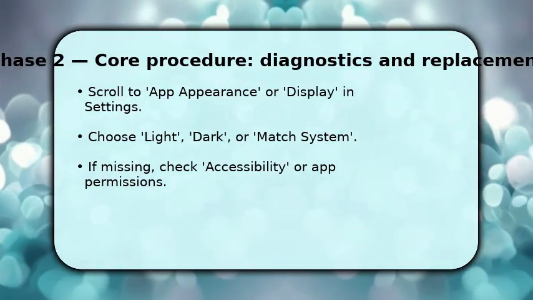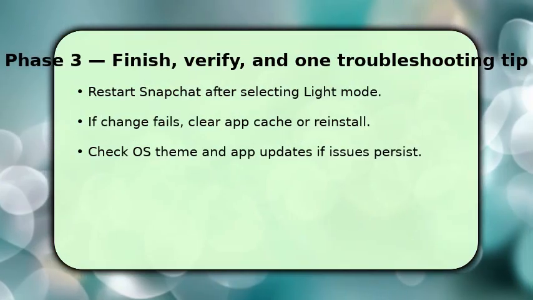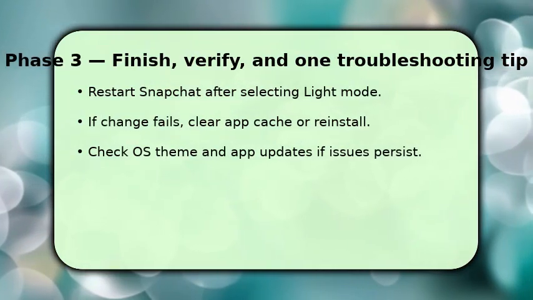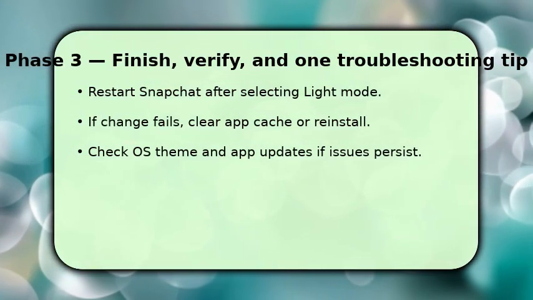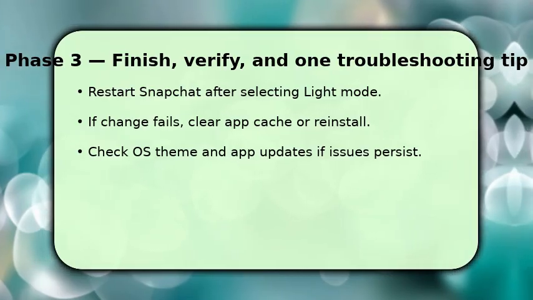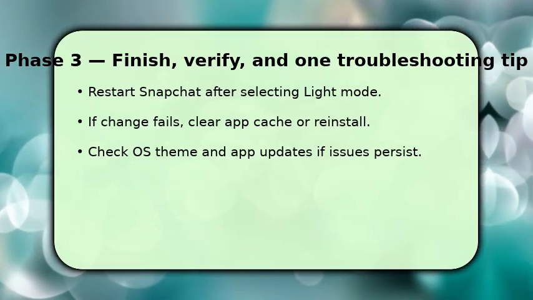Finally, confirm the change by exiting settings and checking the app interface. You should see light backgrounds and darker text. If it doesn't apply immediately, close Snapchat fully and relaunch to force the UI to refresh.